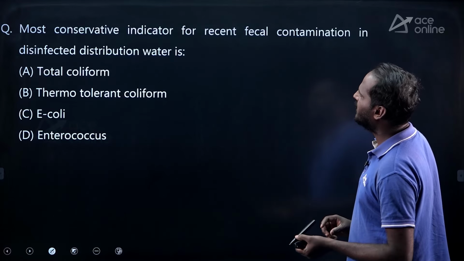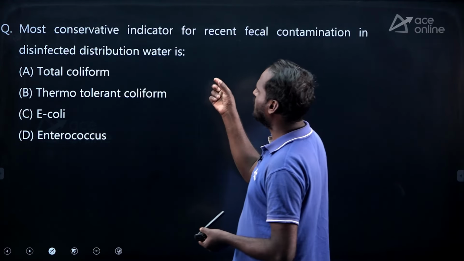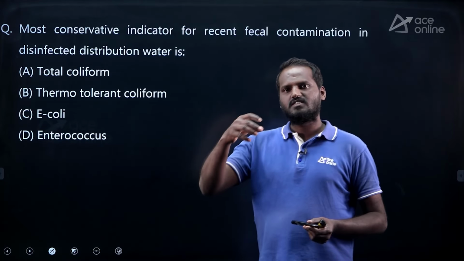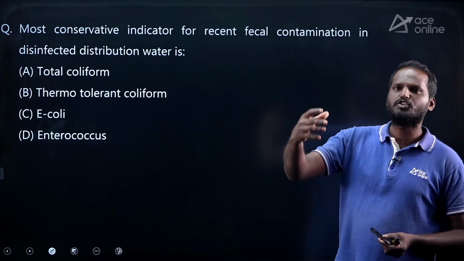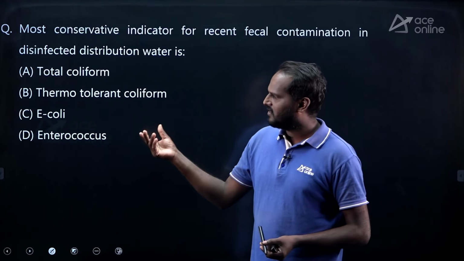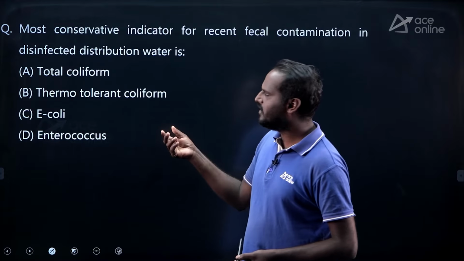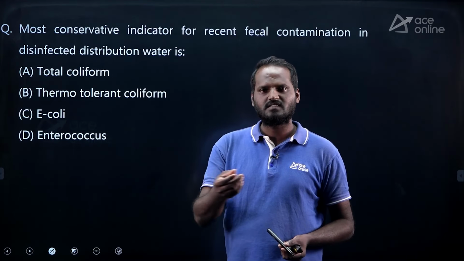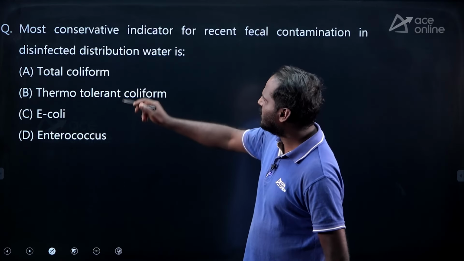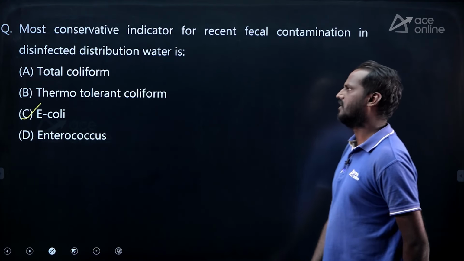The most conservative indicator for recent fecal contamination in disinfected distribution water: after disinfection, if you want to distribute to the community, our final check is we must take that water for quality assessment. If E. coli is present, then it is fecal contamination. Therefore, the indicator organism is E. coli here. Therefore, C is the correct answer.